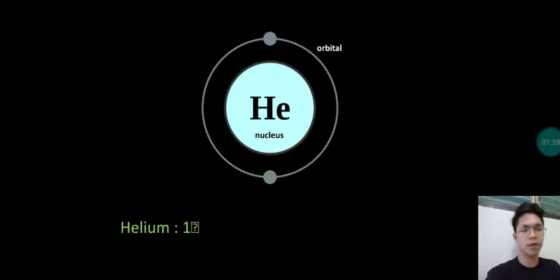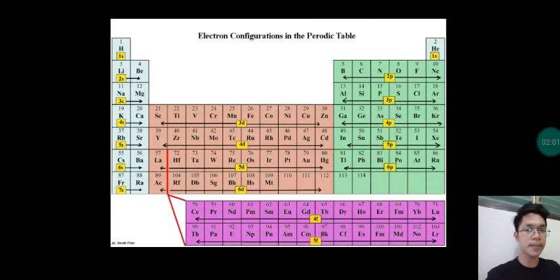Next, this periodic table illustrates the blocks of each group or each part of the periodic table. We can see the blue one as the S block, green for the P block, orange for the D block, and lastly pink for the F block.